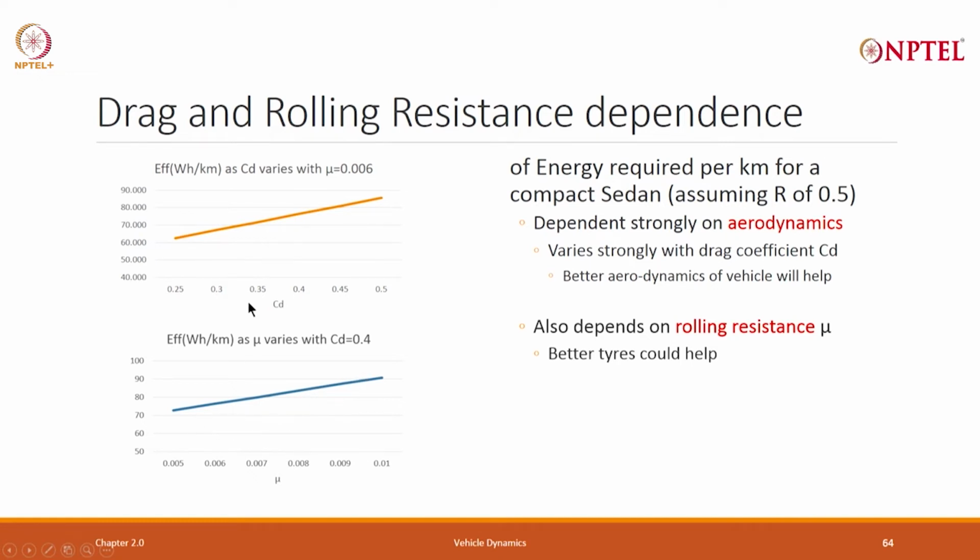Well, here it goes from 60 to almost 88, 90, here it goes 72 to 90, and again I had taken mu to be 0.06. If I increase it, it can get very bad. If I reduce it, it can go down. Now, this means value of a tire.